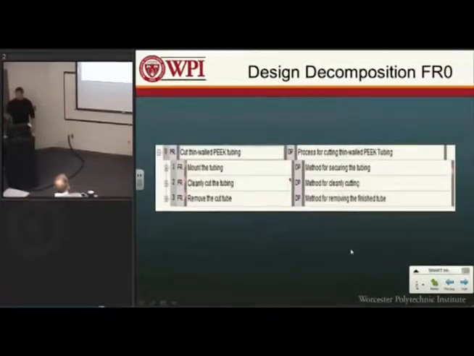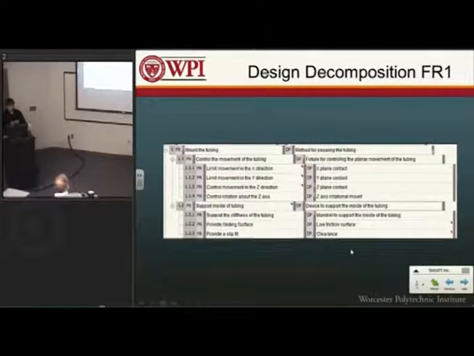So Steve will talk about decomp. First we broke down our major FR0, cutting thin-walled PEEK tubing, into 3 main components. We went with a systematic theme. We first figured we had to mount the tubing, then cleanly cut the tubing, and then remove the cut tubing. The DPs that went with these respectively are a method for securing the tube, a method for cleanly cutting, and a method for removing the finished tube.